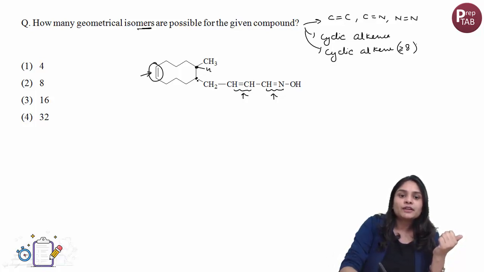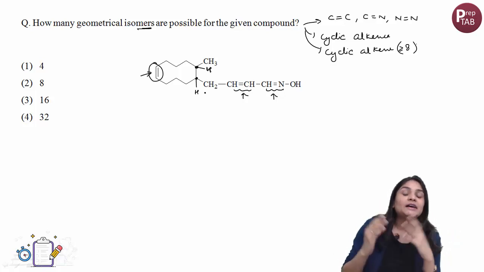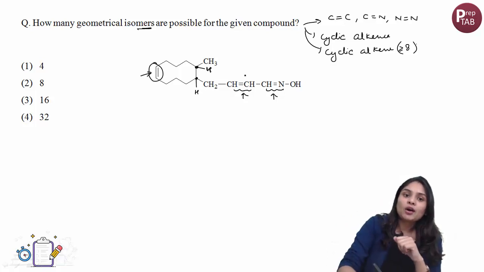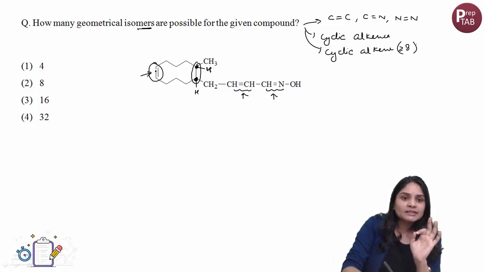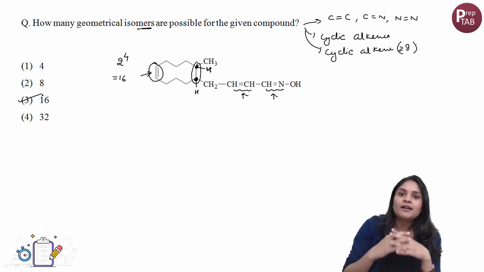We have hydrogen over here and hydrogen over here. So one time hydrogen can be on same side, other time hydrogen can be on opposite side. So these are also going to show geometrical isomerism. Okay, so how many pairs do we have? 1, 2, 3, 4. And what is the formula, guys? 2 to the power 4. That means 16. So this should be your right answer.